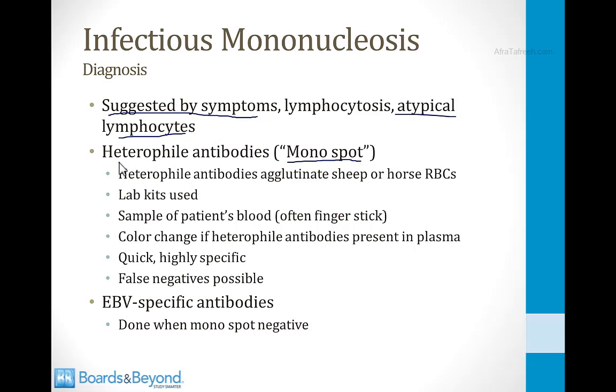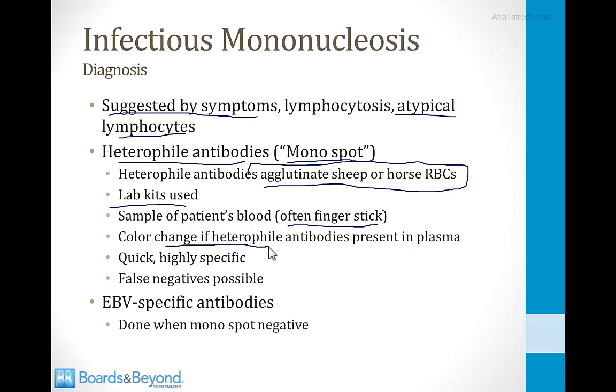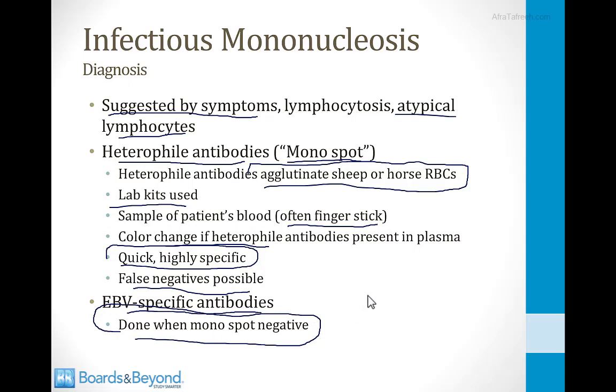This test looks for the presence of heterophile antibodies. These are antibodies produced by the immune system in response to EBV infection, and these antibodies agglutinate sheep or horse red blood cells. There are simple lab kits you can use. You take a sample of the patient's blood, often just a finger stick, and there'll be a color change if the heterophile antibodies are in the plasma. This is a quick, highly specific test, but the problem is there are false negatives. And then there are EBV-specific antibodies that you can send a test to the lab for, and this is often done when the monospot is negative, but you still suspect an infection.